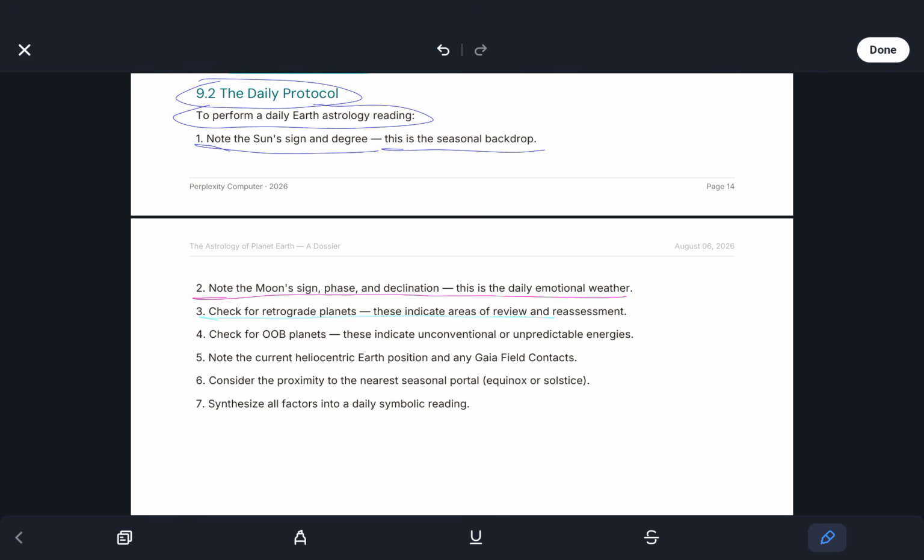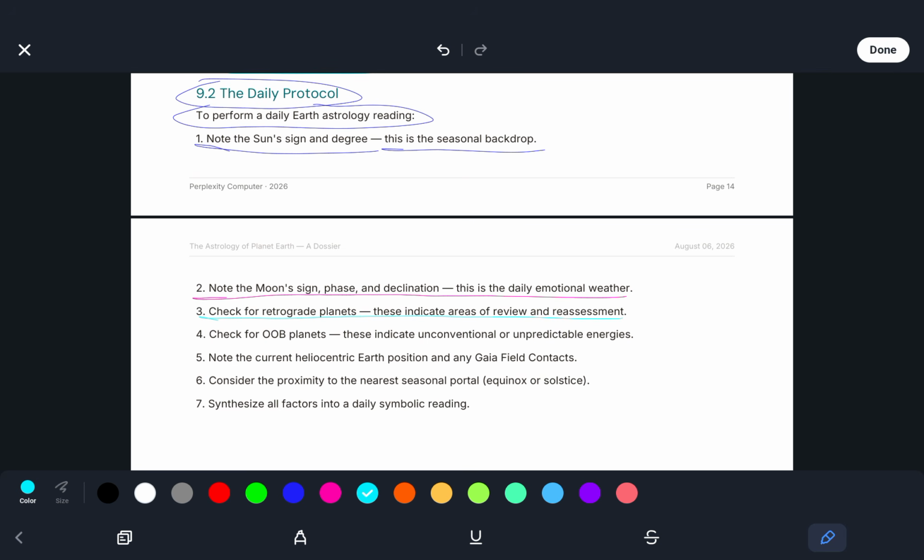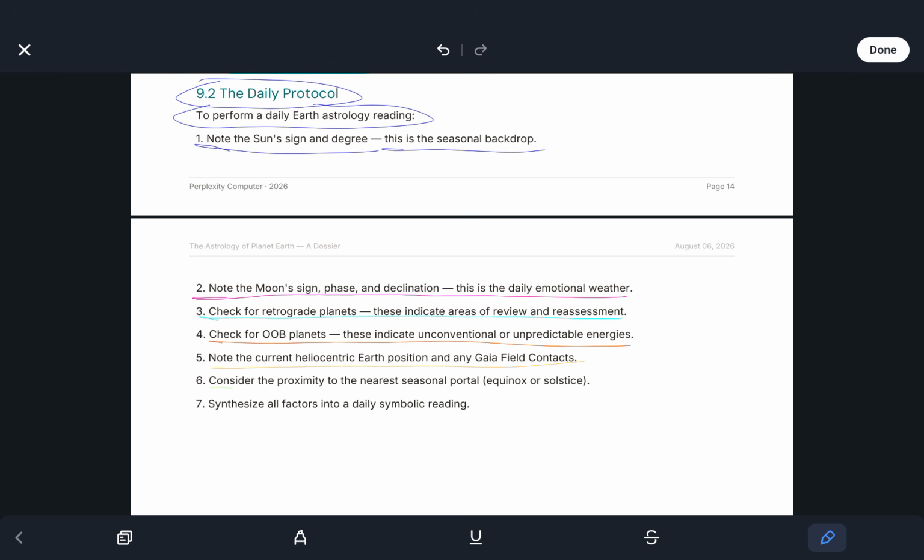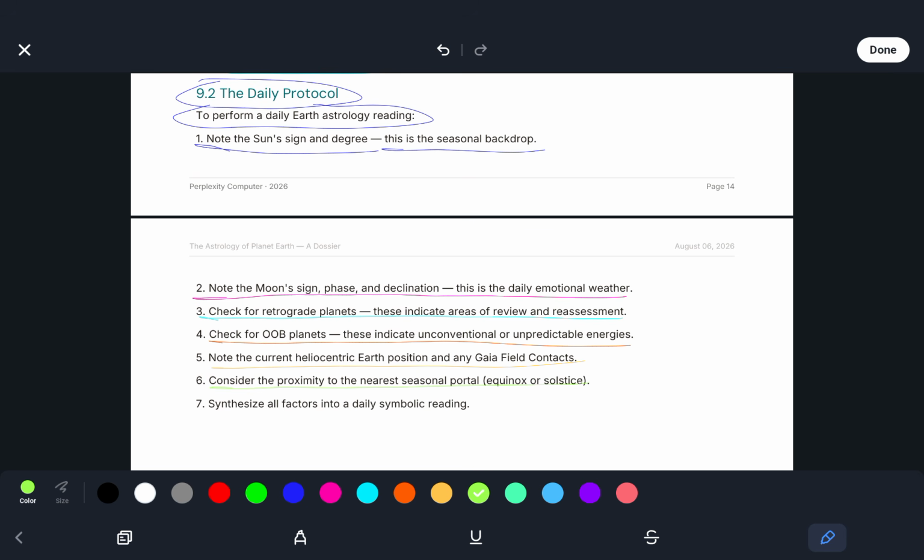Check for retrograde planets. These indicate areas of review and reassessment. Check for OOB planets. These indicate unconventional or unpredictable energies. Note the current heliocentric Earth position in any Gaia field context. Consider the proximity to the nearest portal, equinox, or solstice, and synthesize all factors into a daily symbolic reading.